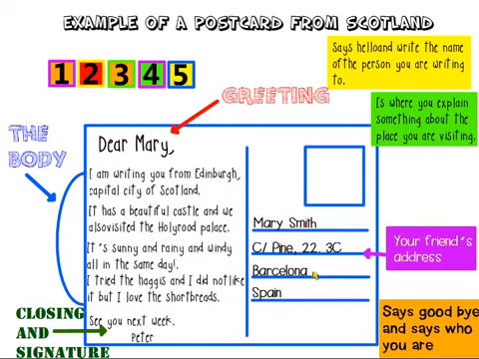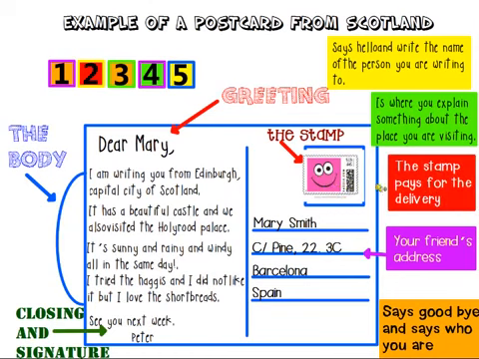But to make the delivery possible, you need another thing. What could it be? What is in this square? What is supposed to be here in this little square? Yes, the stamp. The stamp has to be on the letter and on the postcards, so it can be delivered to your friend or family. The stamp pays for the delivery. That's how you can make it get to the right destination.